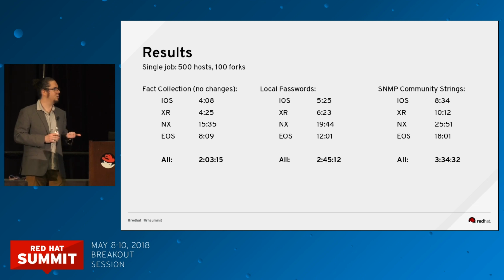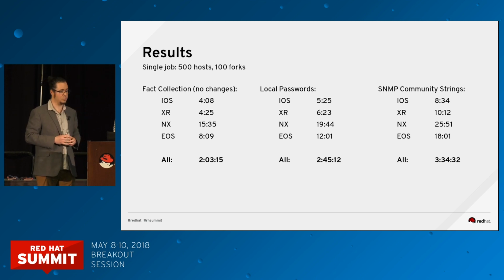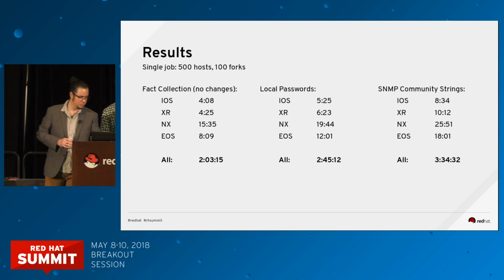SNMP string changes, we do a lot more database calls to perform more checks against back-end configs and that type of stuff. So additive onto that, it took us roughly 2.5 hours for local passwords and 3.5 hours for SNMP community strings. Again, all those built on top of the others. So fact collection would run first, local passwords would run second, and then SNMP community strings would run third. All set up in Tower workflows.